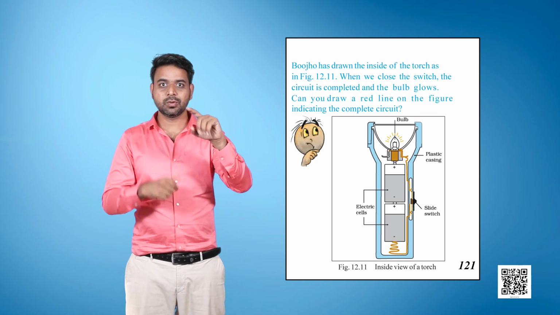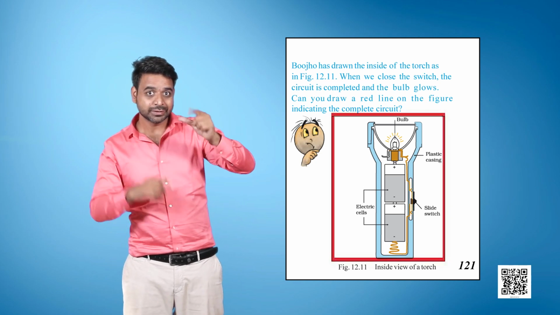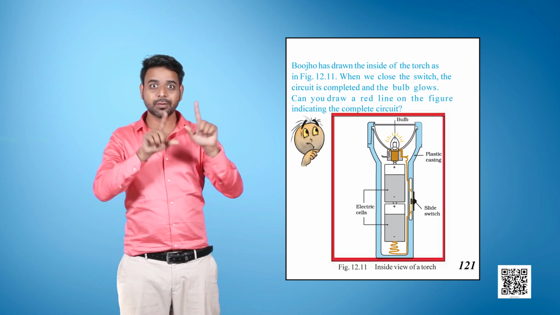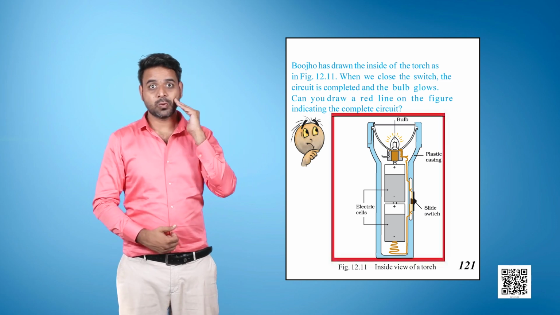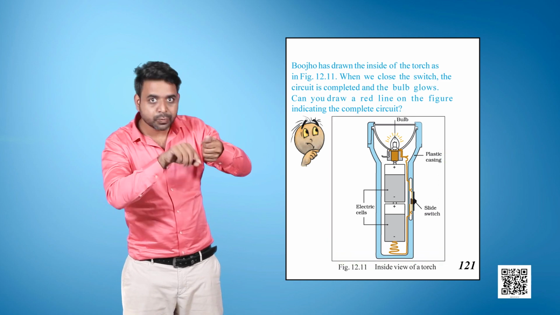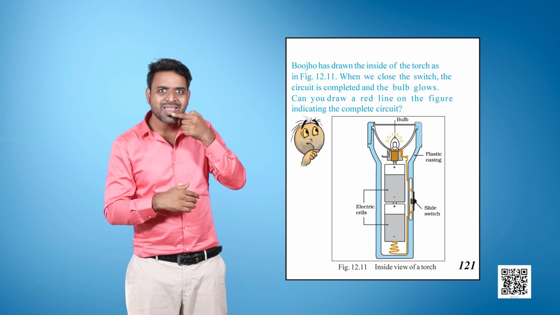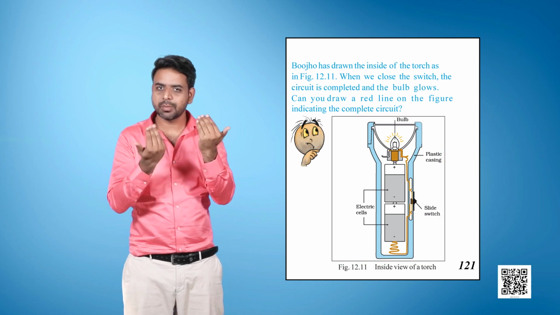Bojo has drawn the inside of the torch as in figure 12.11. When we close the switch, the circuit is completed and the bulb glows. Can you draw a red line on the figure indicating the complete circuit?